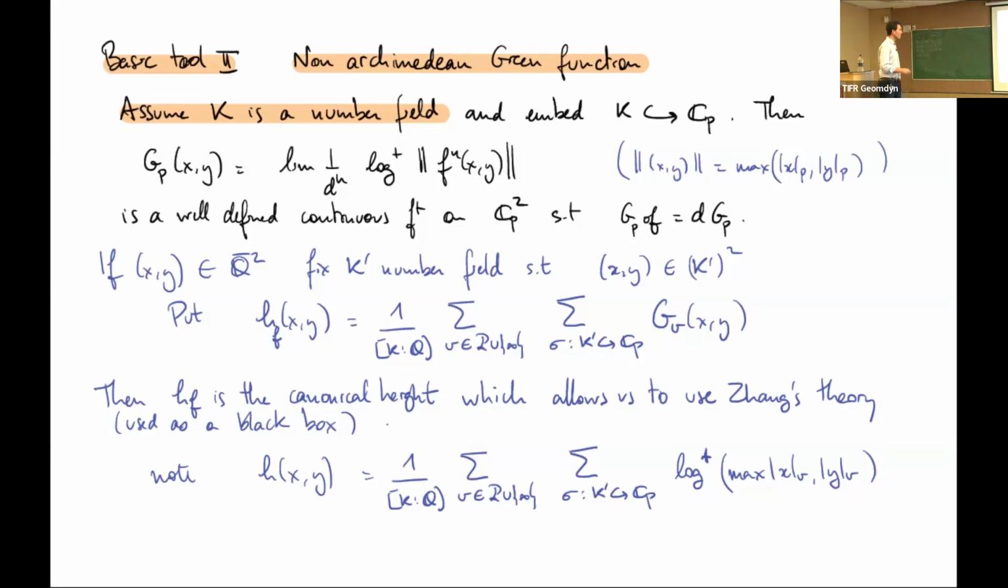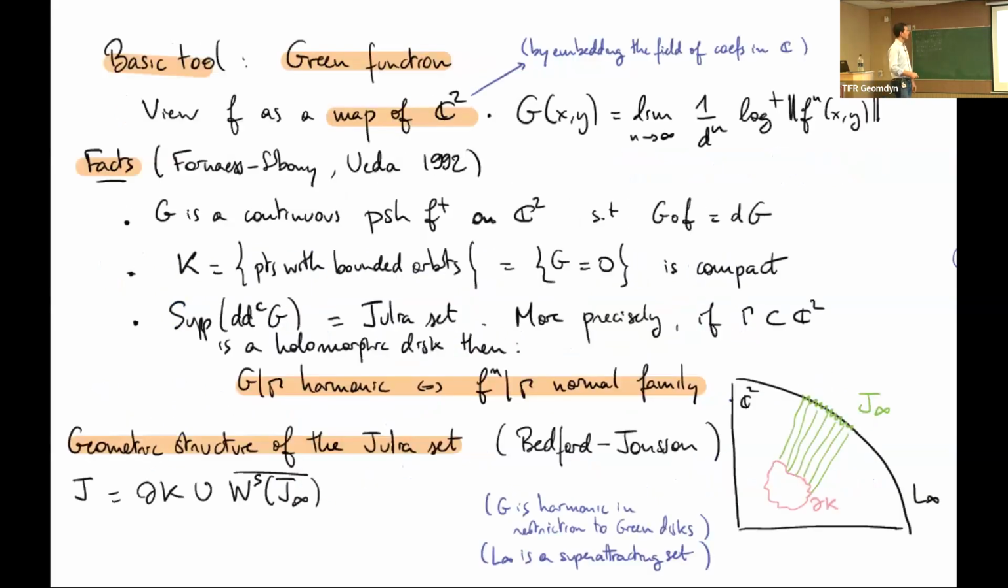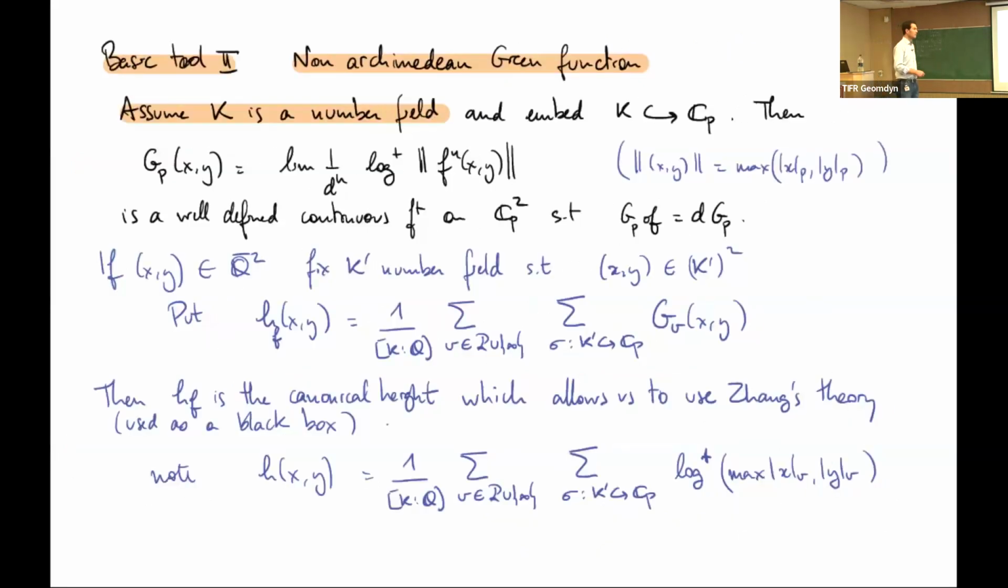Of course, this picture is really a complex picture. You don't have such a nice picture here. It's not really clear what dd^c of G means, although some people know how to define dd^c. But anyway, for every p-adic completion of your field, you have a Green function, and actually you can sum all these objects.